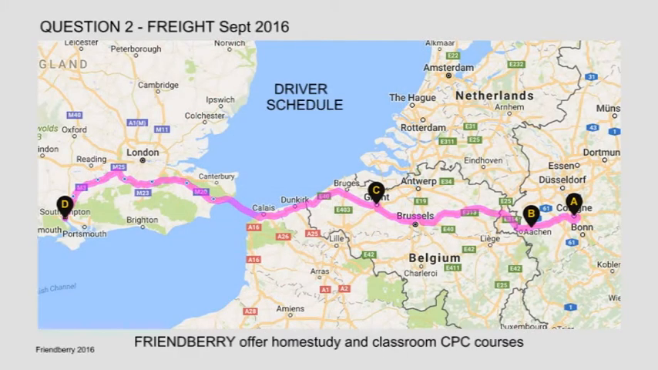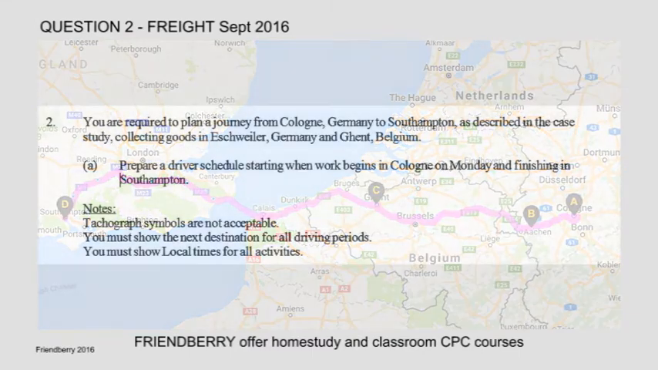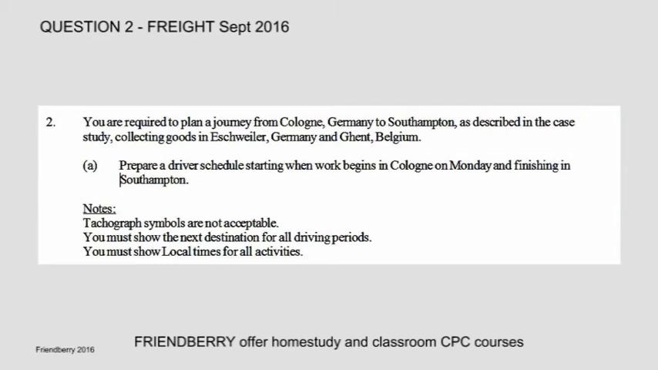Question 2. This is about driver schedules. Read the question and the relevant scenario data. You are required to plan a journey from Cologne, Germany to Southampton, as described in the case study, collecting goods at Eschweiler, Germany and Ghent, Belgium. A. Prepare a driver schedule starting when the work begins in Cologne on Monday and finishing in Southampton.